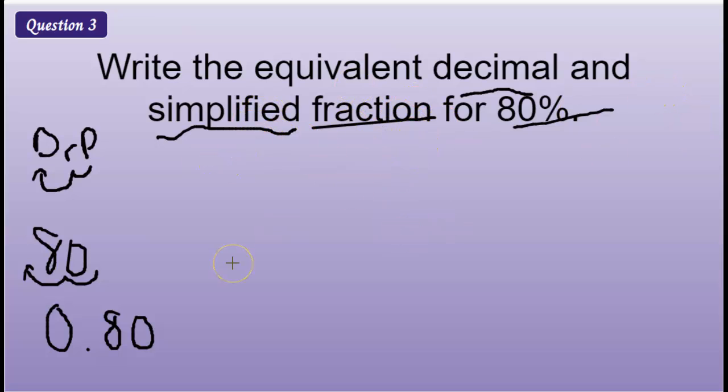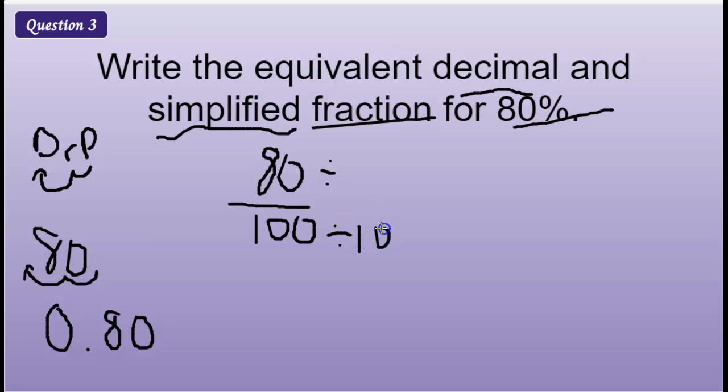Well, if you remember correctly, percent means out of 100. So 80 means 80 out of 100, because percent means out of 100. I'm going to say it over and over again until you're so annoyed by it. Now, if both of these end in a 0, that means you can divide both by 10. And you would get 8/10.